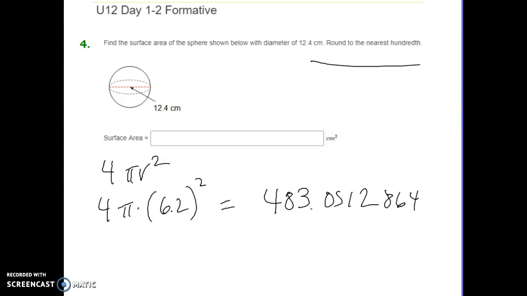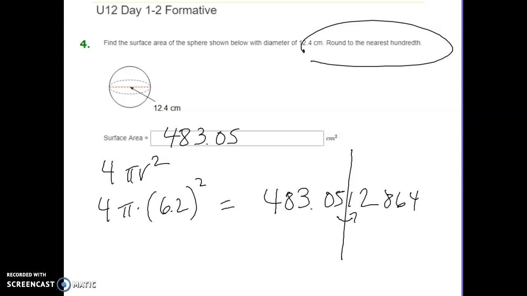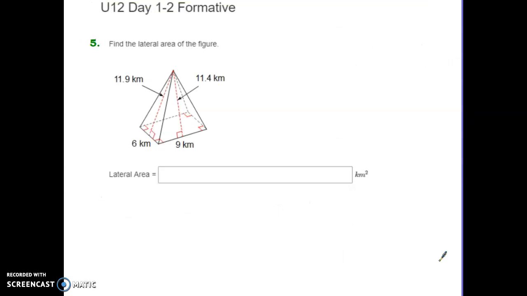483.0512864. The problem says to round to the nearest hundredth, so we're cutting off here. We look at the number after it. It's a 1. Number 4 below, let it go. So we just cut it off. 483.05. And the last question asks for the lateral area.